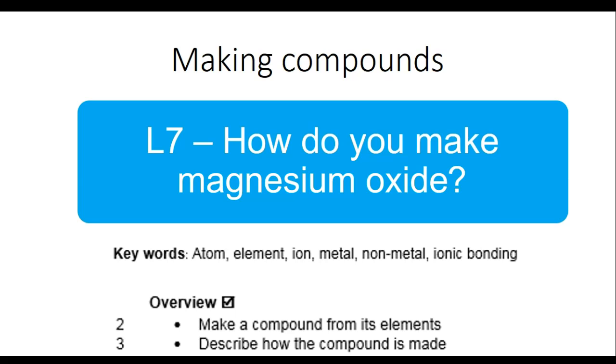Welcome to Lesson 7 of the topic Matter 2. The title for this lesson is Making Compounds, and the question for this lesson is how do you make magnesium oxide? The key words for this lesson are atom, element, ion, metal, non-metal, and ionic bonding.